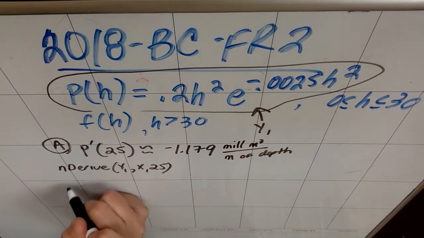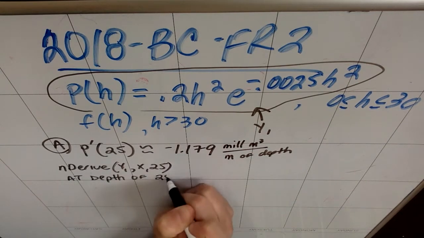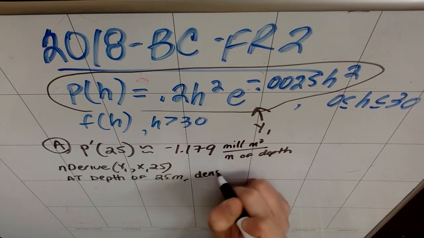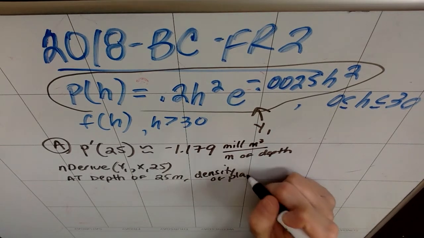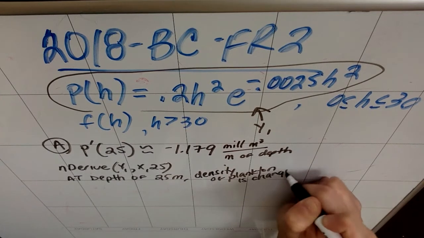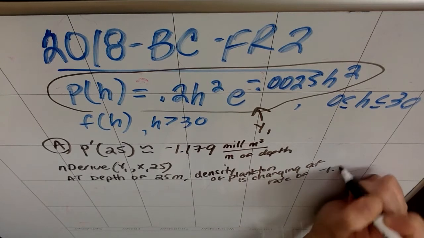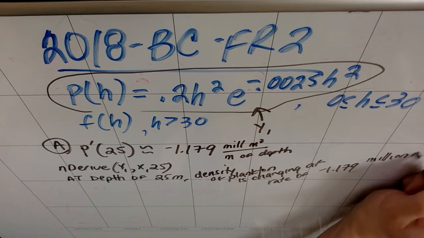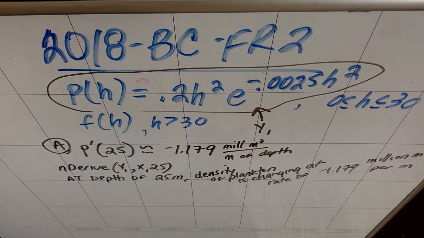So at a depth of 25 meters, the density of the plankton is changing at a rate of negative 1.179 million meters cubed per meter, right? Don't cancel the meters because you're talking per meter of depth.